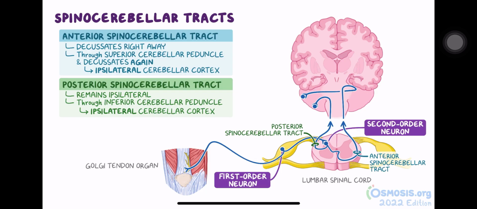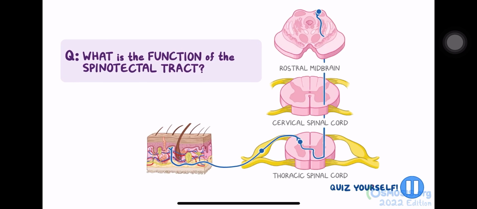So, compared to other sensory tracts, spinocerebellar tracts have a 3-neuron chain and transmit information ipsilaterally between the body and the cerebellum, whereas other ascending tracts are contralateral in their target. Okay, one last question before we recap. What is the function of the spinotectal tract?